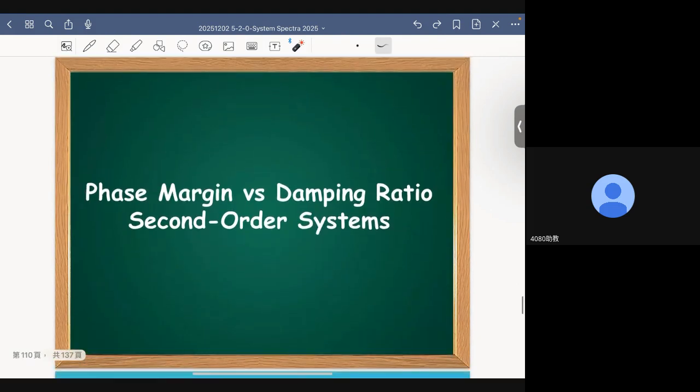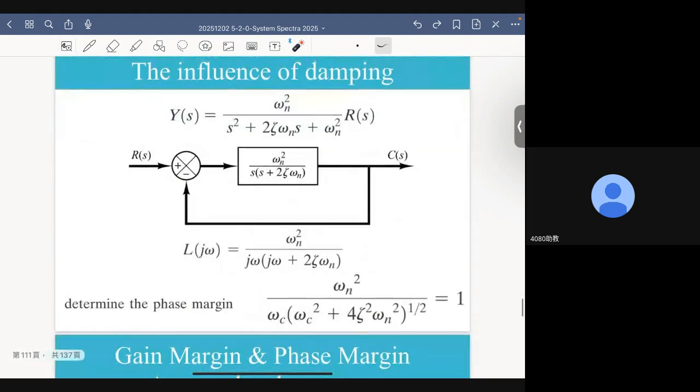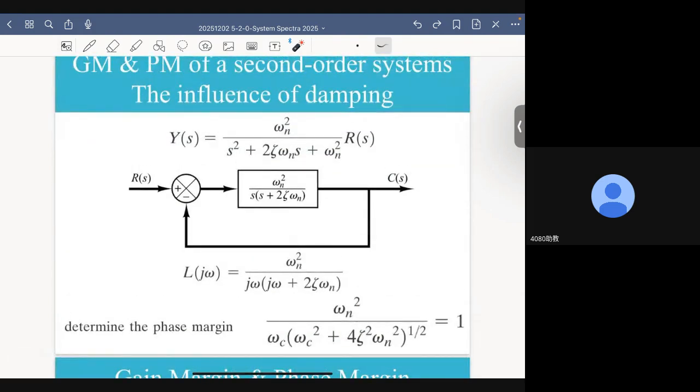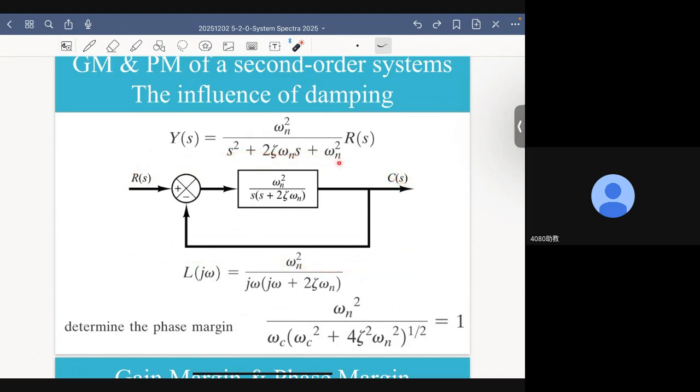Now, let's look at phase margin versus damping ratio. Let's investigate the second order system. Let's assume this is the system that we want to consider. For this feedback control system as a whole, its closed loop transfer function is actually this second order system.